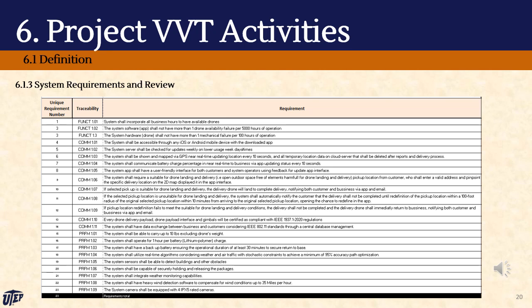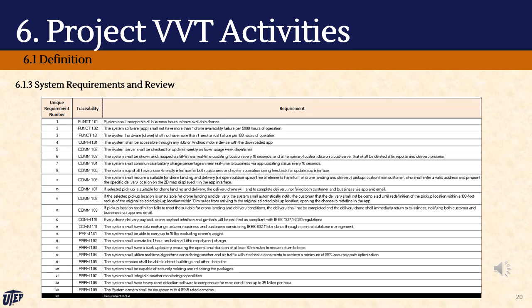Within our drone food delivery project, we have outlined a total of 23 requirements, initially suffering from a lack of clarity. However, through meticulous feedback from the instructor and peers, we have successfully standardized them. Each requirement is now well defined and categorized into functional, communication, or performance level. For instance, requirement number 3, falling under the functional category, explicitly states that the system hardware should not experience more than one mechanical failure per 100 hours of operation, providing a clear target.